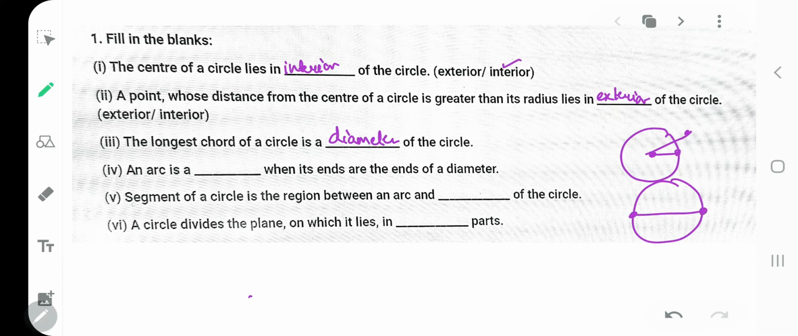Next is an arc is a dash when its ends are the ends of diameter. Now if I draw a circle, this is the diameter, this is the arc, getting my point, and this arc starts from one end of diameter to the other end of diameter, then it is called as semicircle.